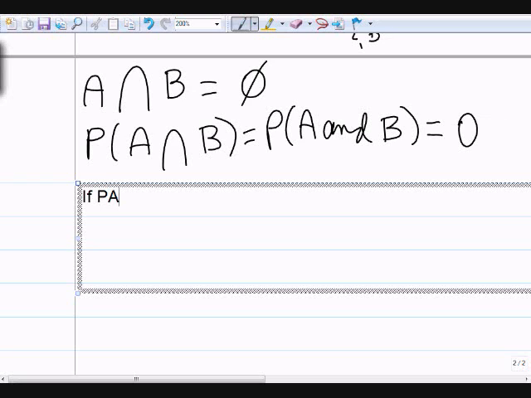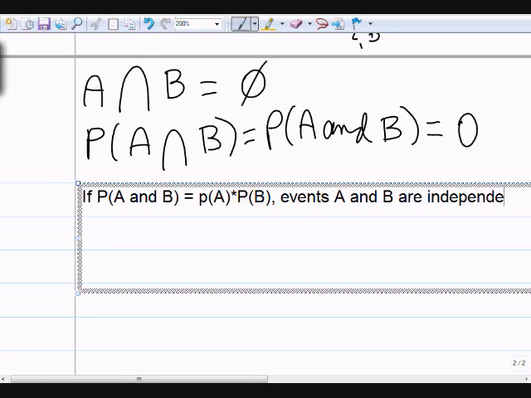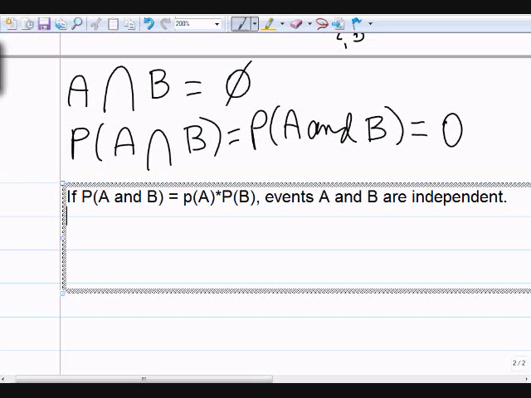If the probability of A and B is equal to the probability of A times the probability of B, events A and B are called independent. Okay. If not, then they are dependent events.